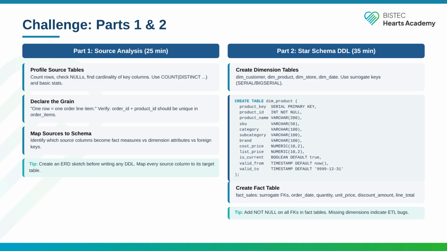Then create fact sales. All foreign keys in the fact table must reference surrogate keys, not natural keys. Add not null constraints on every foreign key column. A missing dimension link is an ETL bug, and your schema should catch it. The example DDL on the slide shows DIM product with SCD columns at the bottom. Use this as a template for your other dimensions.